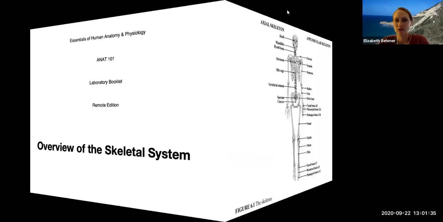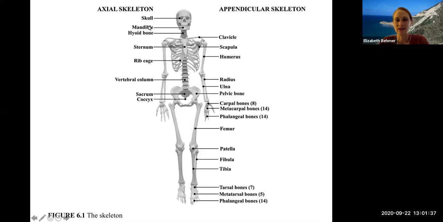So the first one will just be an overview of the skeletal system, where we divide the skeleton into the axial and appendicular parts of the skeleton. The axial skeleton includes all the structures listed on the left. So your axial skeleton are all of the bones within the axis of the body.